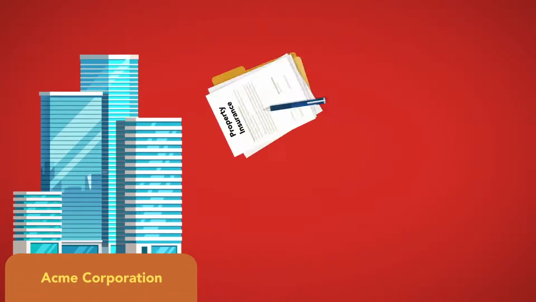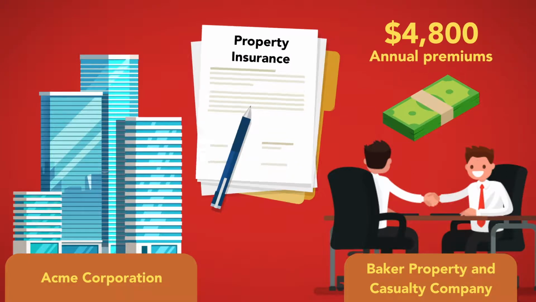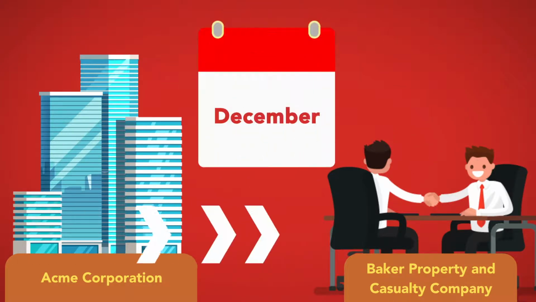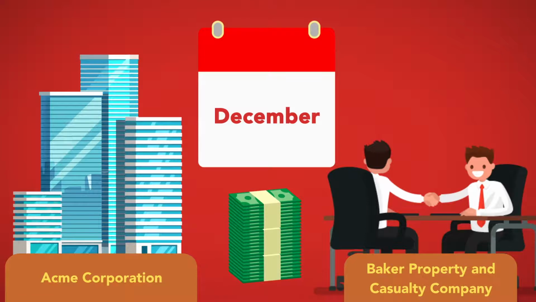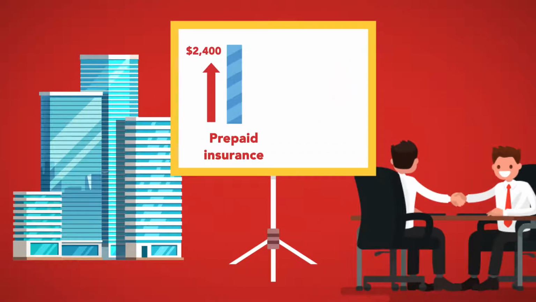For example, Acme Corporation has an annual property insurance policy with Baker Property and Casualty Company that costs $4,800 in annual premiums. In December, it prepays its insurance premiums for the first 6 months of the following year by increasing its expense account, called prepaid insurance, in the amount of $2,400, and reducing its cash account by the same amount.